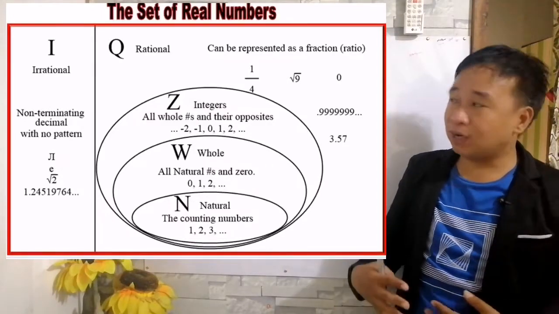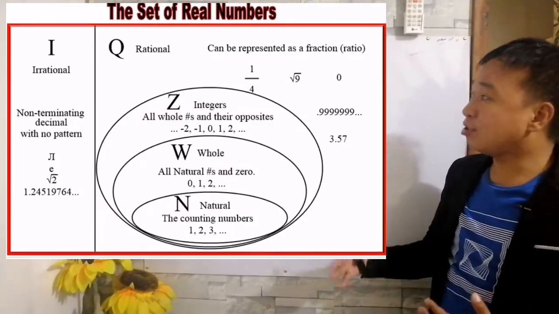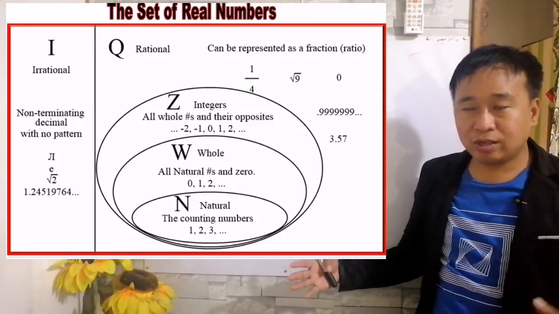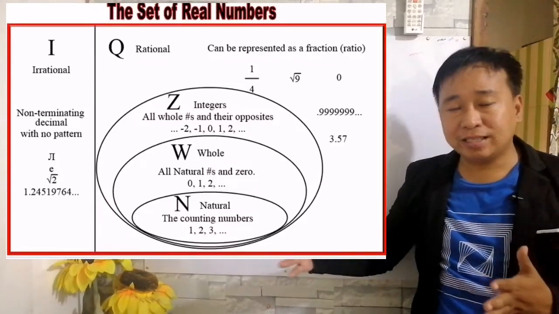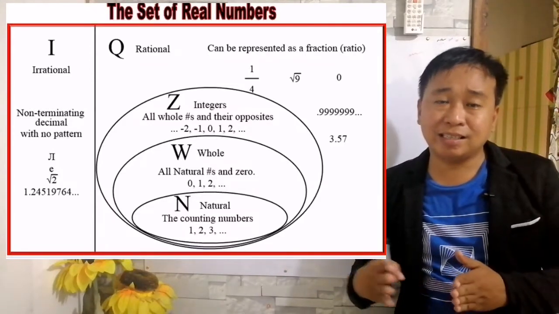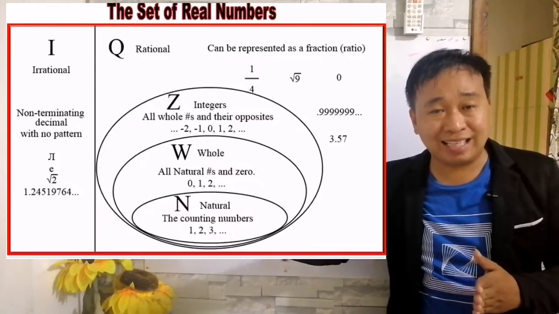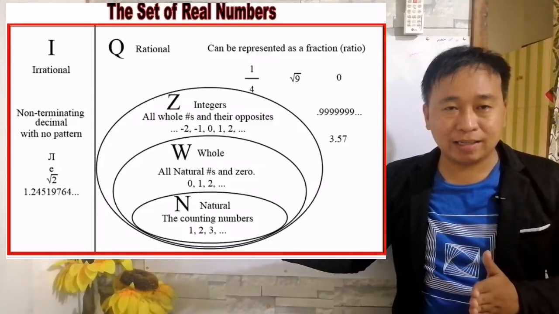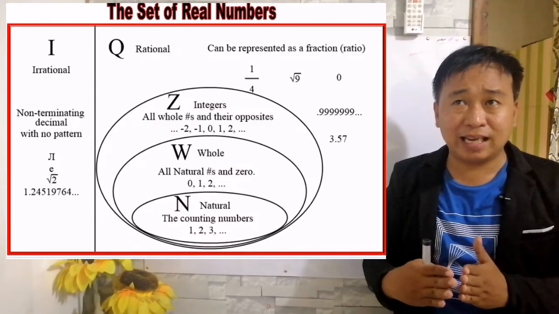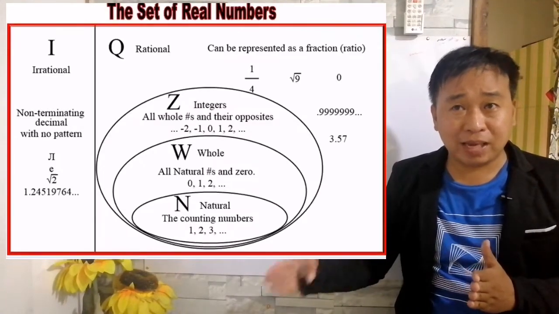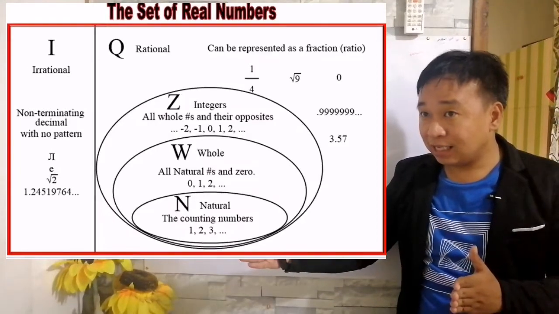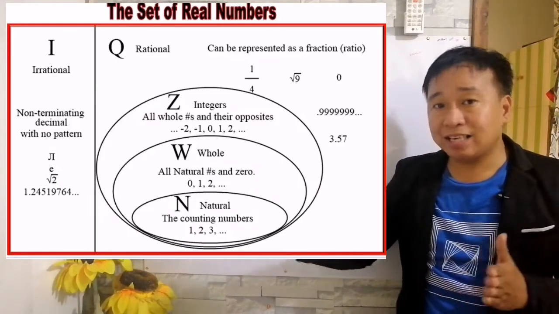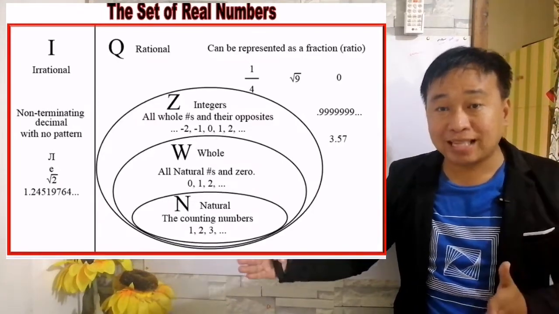So when we talk about irrational numbers, these are non-terminating decimals with no pattern. So it means a number whose decimal doesn't end: non-terminating and non-repeating decimal. There's no pattern. Because if the decimal is non-terminating but repeating, that is rational. We can say irrational if that decimal is non-terminating and non-repeating.